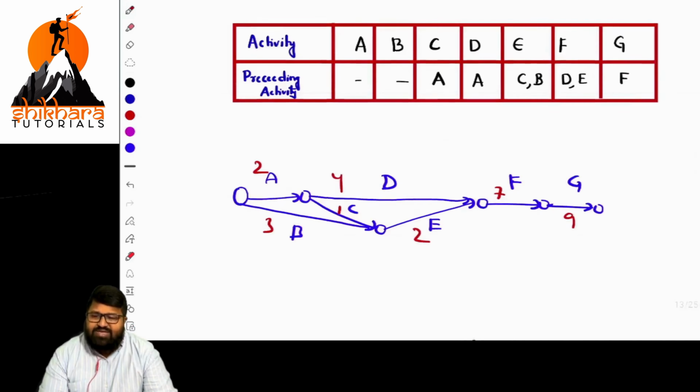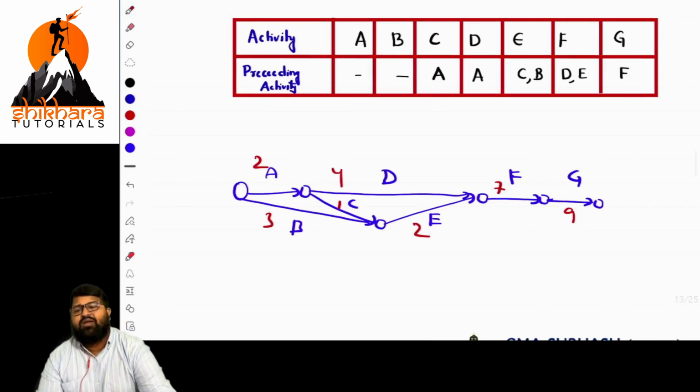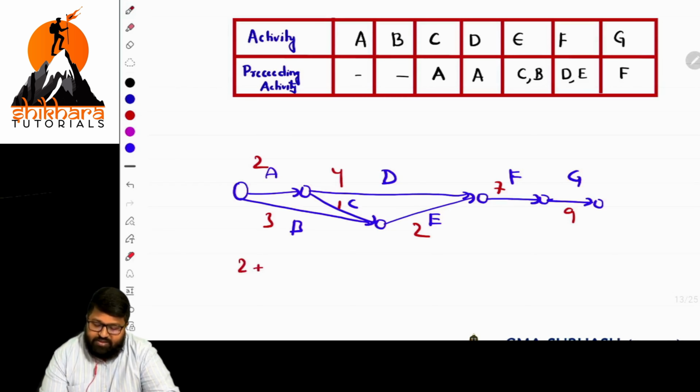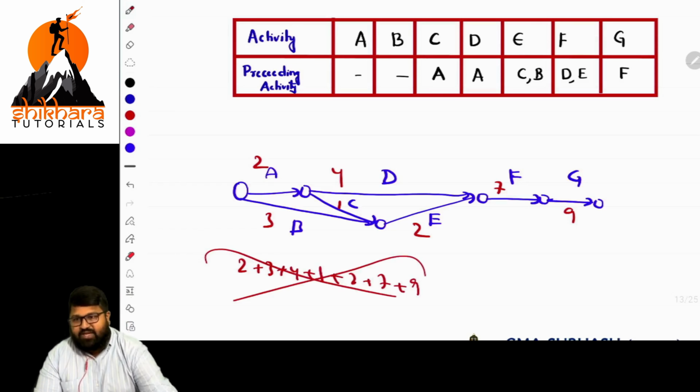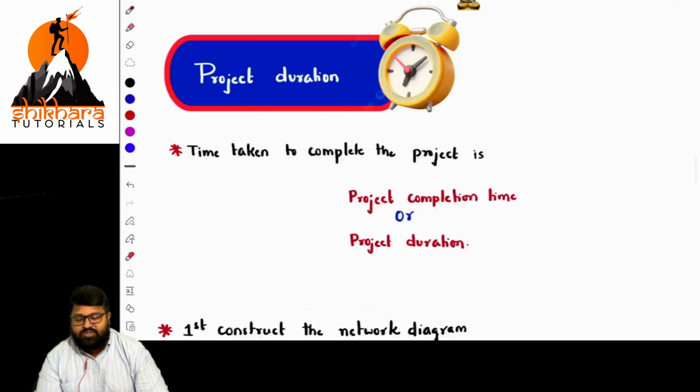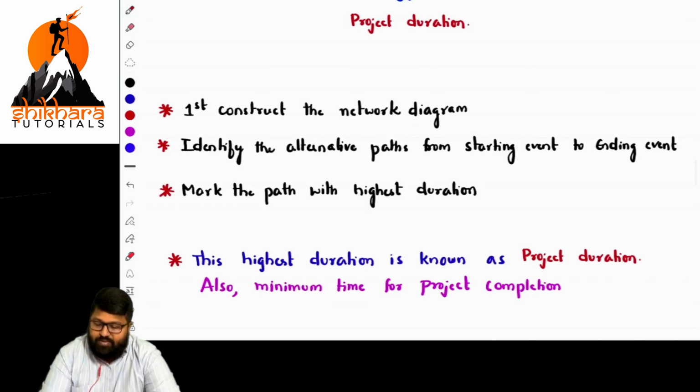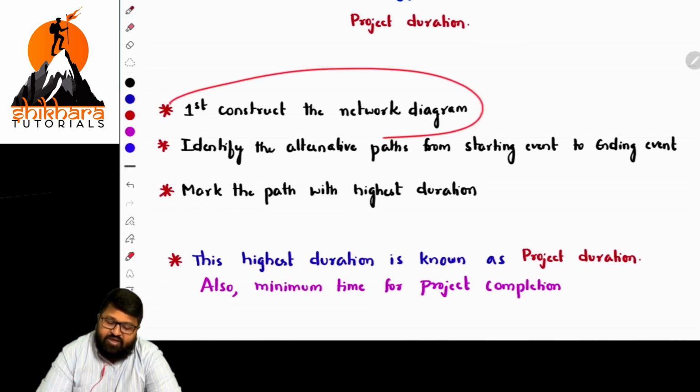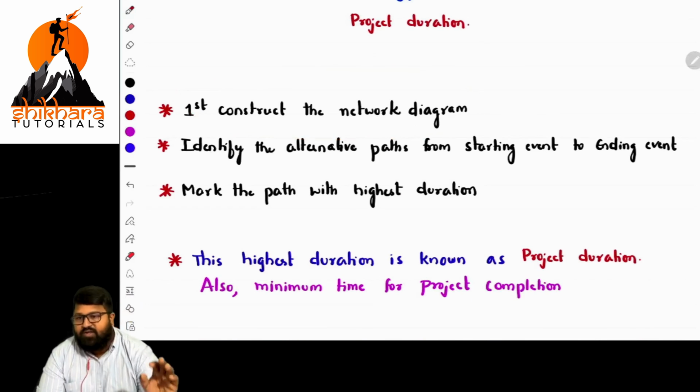As the time is given, just taking a calculator and adding the total is not appropriate, because there are some processes. That won't be effective. You may calculate 2 plus 3 plus 4 plus 1 plus 2 plus 7 plus 9. This is absolutely wrong. To calculate the project duration, what should we do first? The basic fundamentals. First, construct the network diagram. We are done with that part. Anyway, I have solved three things so that we get clarity.